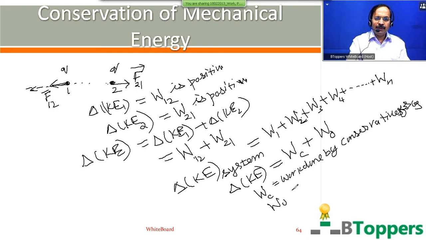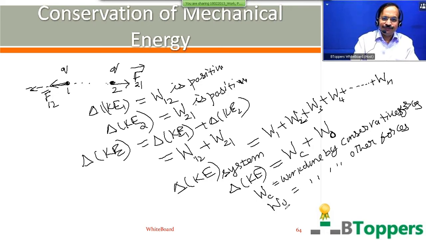W naught represents work done by other forces which are not conservative. So WC represents total work done by all the conservative forces on the system. W subscript O represents work done by other forces which may not be conservative.